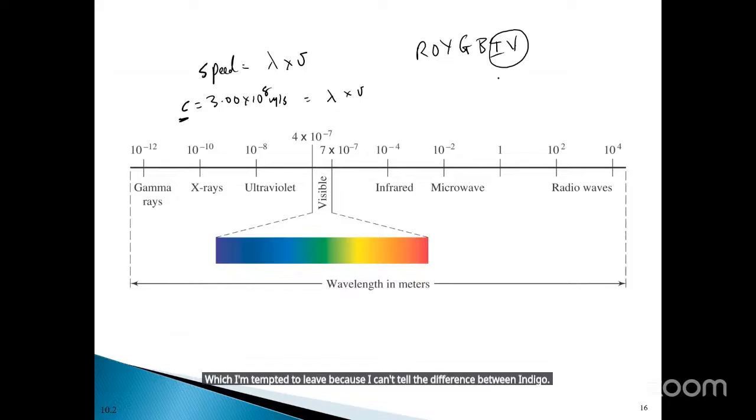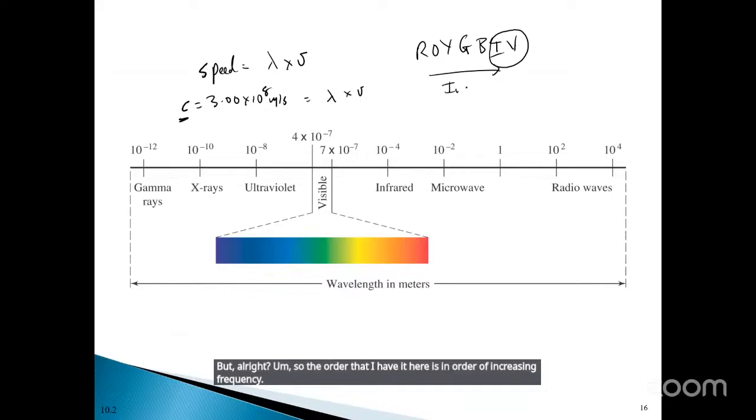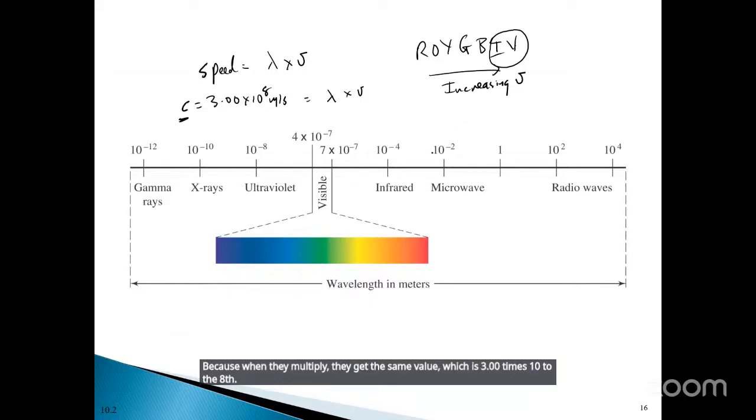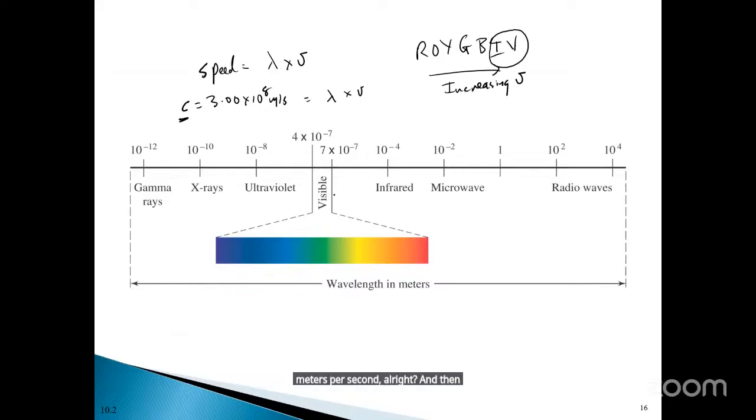All right. So the order that I have it here is in order of increasing wavelength, right? And that's because, of course, there's an inverse relationship between the frequency and the wavelength, right? Because when they multiply, they get the same value, which is 3.00 times 10 to the 8 meters per second, all right? And then after the visible region, the red part of the visible region, then you have the infrared, then microwave, and then you have the radio waves, and so on, all right?